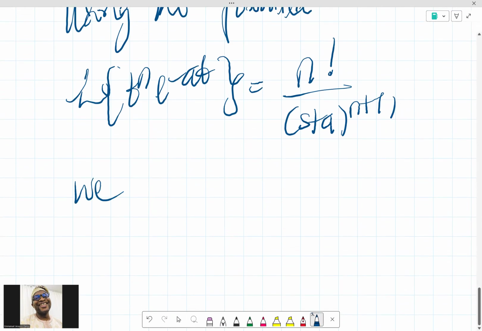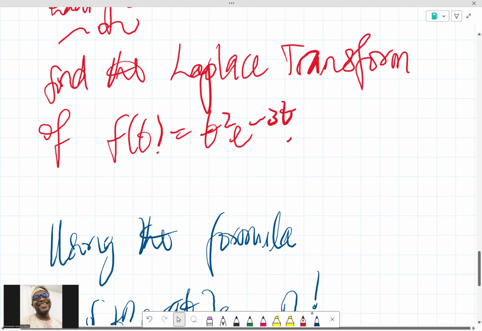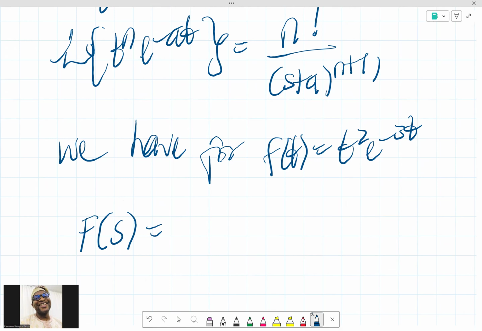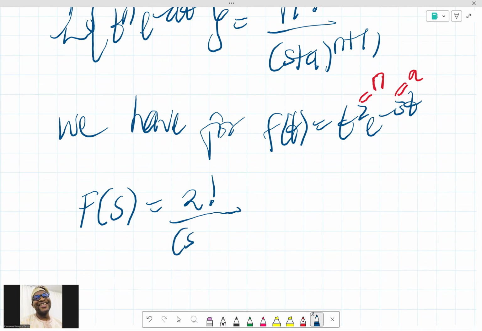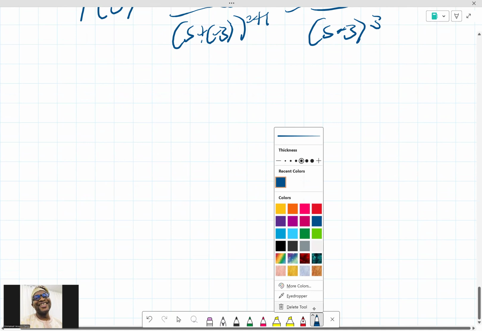So if we use that formula, all of these have been done in depth previously, so no worries. For f of t equals t squared e raised to minus 3t, our n is 2 and a is 3. So we just have F of s is n factorial, that's 2 factorial, all over s plus minus 3 raised to the power n plus 1, so that's 2 plus 1. And that's equal to 2 factorial all over s minus 3 raised to the power 3. And that's what you get for that. We've done this a lot, so there's no point stressing too much about it.